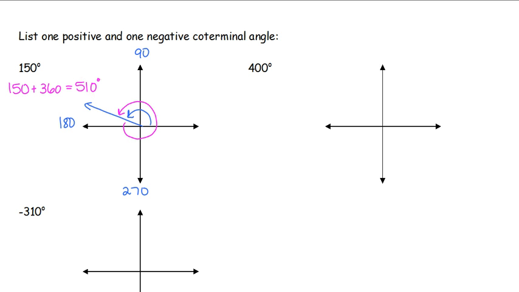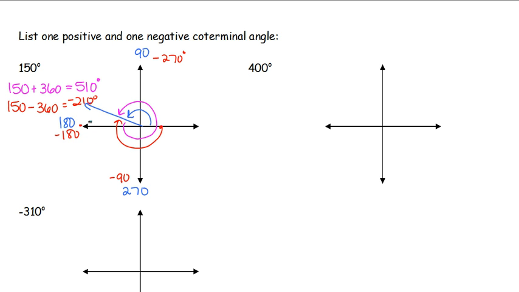Now we want a negative coterminal. So we still start at 0, but instead of continuing around, we go the other direction. So I'm going to find that angle measure from 0 going clockwise. So we take 150 minus 360. It's always either adding or subtracting 360, depending on if you want a positive or negative coterminal angle. And we have negative 210. Again, this would be negative 90, negative 180, negative 270. You see that it does fit there. It's more than negative 180, but less than negative 270, and it's closer to that negative 180.